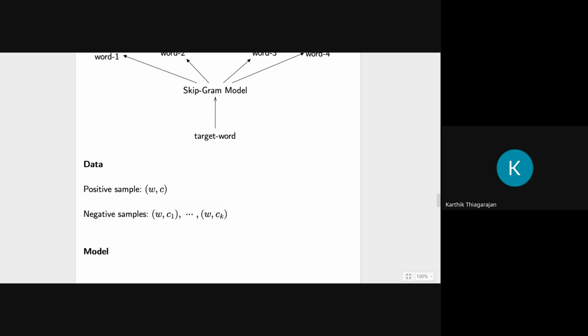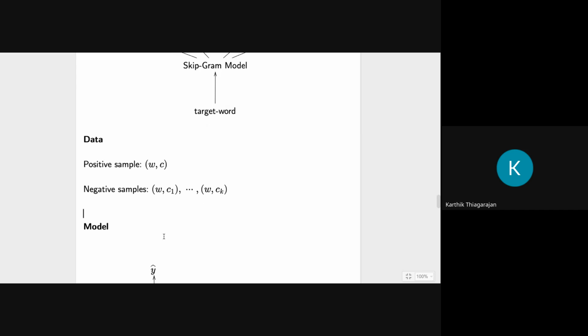So your goal now is to train a model that pushes the probability of a word context pair close to 1 and pushes the probability of a negative pair, a word and non-context pair, close to 0. That's what you wish to do. So how do you do this?